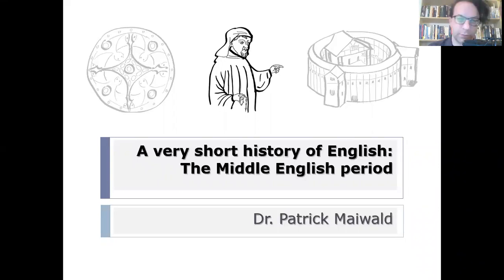Yeah, the same is also true for Middle High German, Middle Dutch, and so on. Other Germanic languages also have a historical division like that.